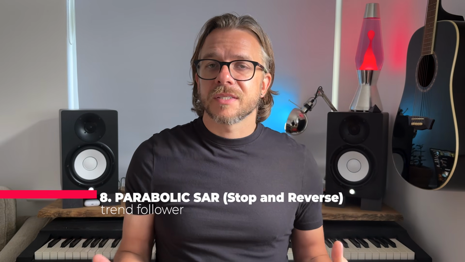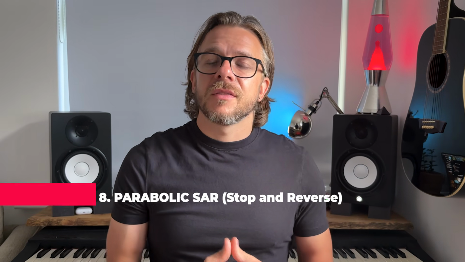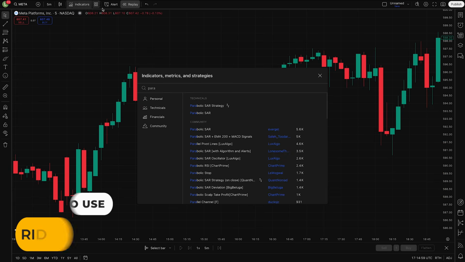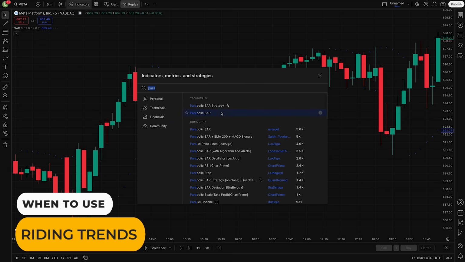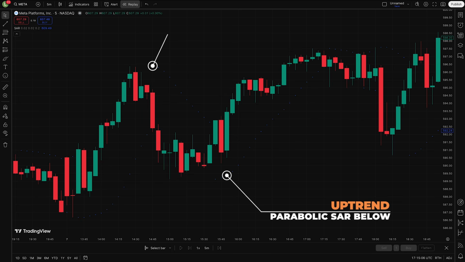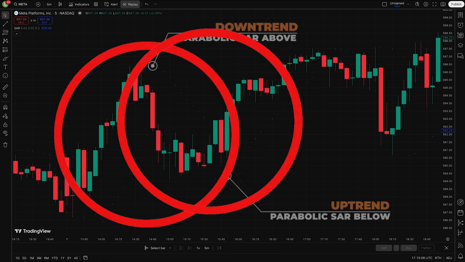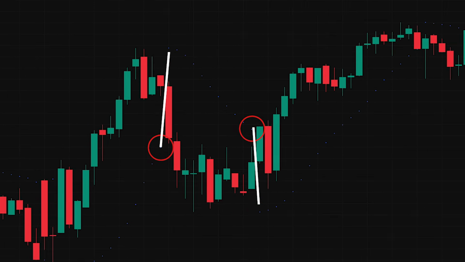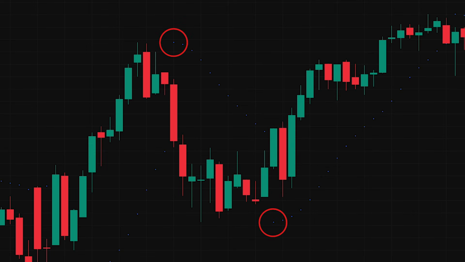Parabolic SAR is a trend-following indicator that shows potential reversal in the market. It appears as dots above or below the price. Dots below the price suggest an uptrend, and dots above the price suggest a downtrend. And when the dots flip sides, it signals a possible trend reversal. So this is good for timing entries or exits.